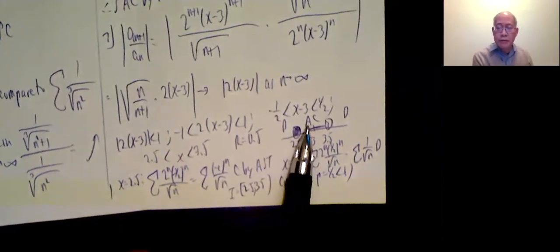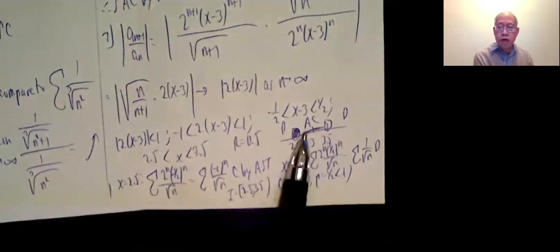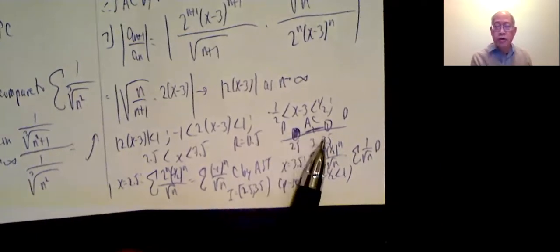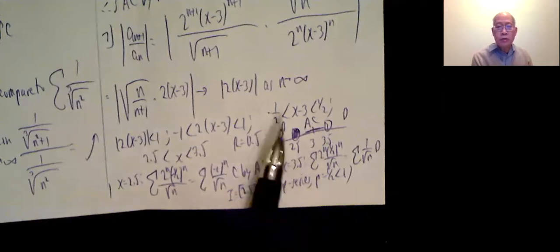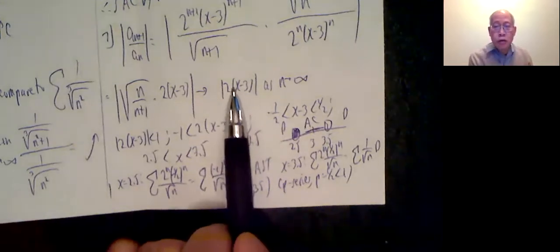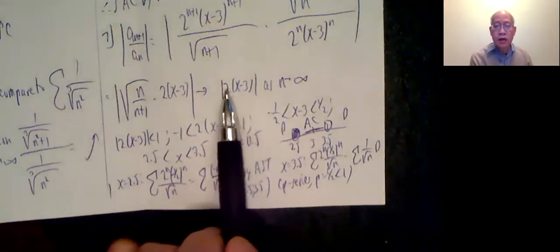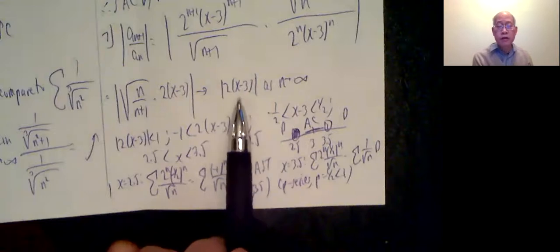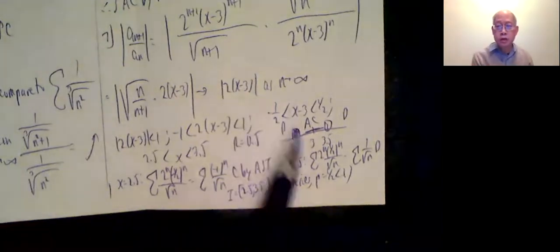So in between, I have absolute convergence. Here and here, I have divergence. And at 2.5 and 3.5, we don't know. We have to plug in separately. Quick double check. If I plug in 2.5, 2.5 minus 3 is negative 1/2. Times 2 is negative 1, whose absolute value is 1. Therefore, the ratio test is inconclusive.